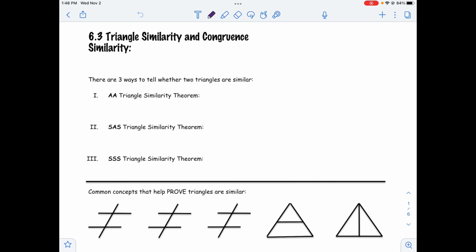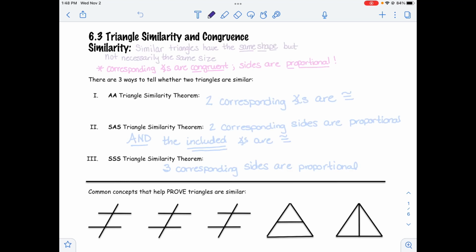When we have an angle, that doesn't necessarily prove that the triangles are congruent. It does prove that they're similar. We have to prove congruency by the corresponding sides. And so we're going to write down that definition first, and then we're going to talk about the 3 ways to tell whether 2 triangles are similar.